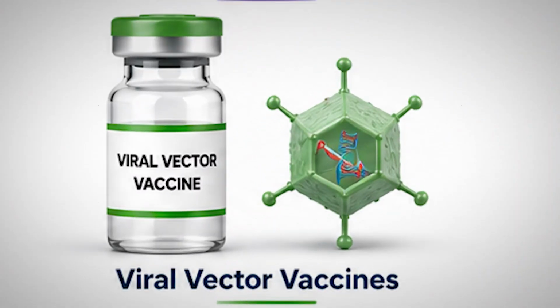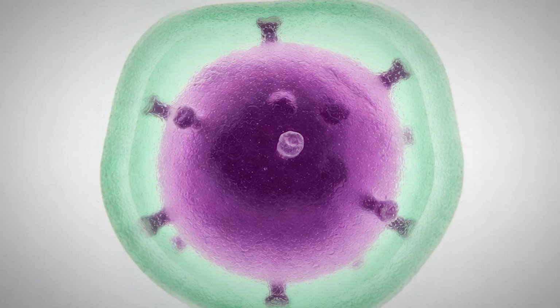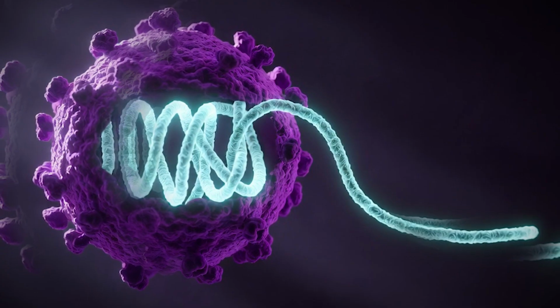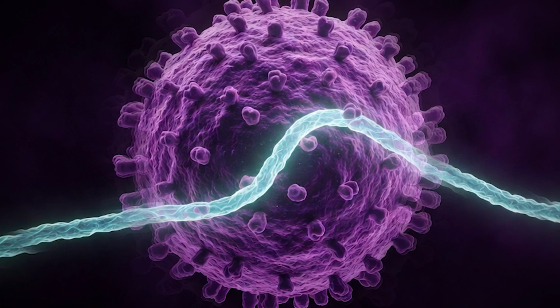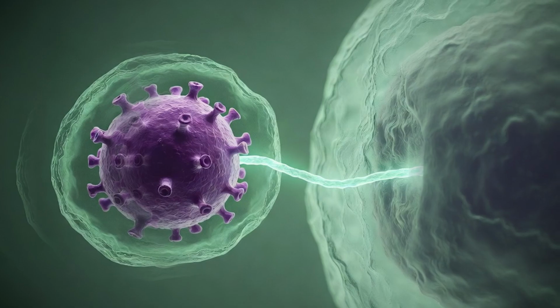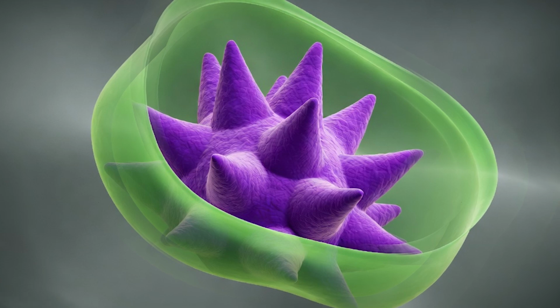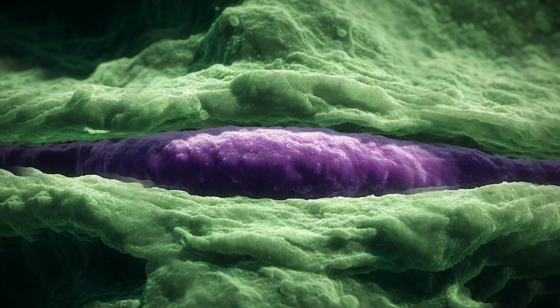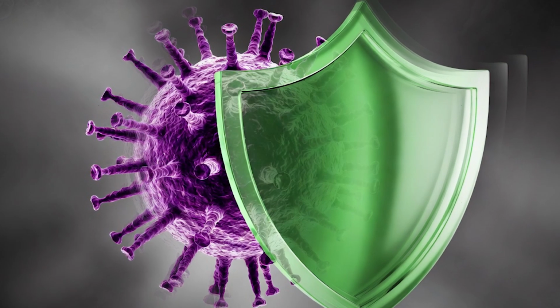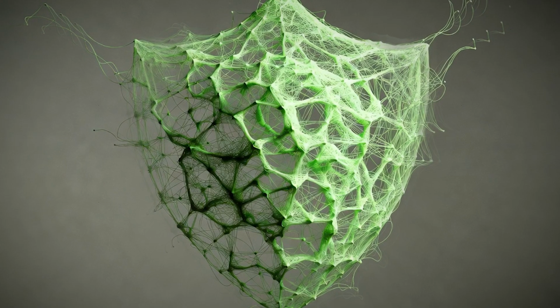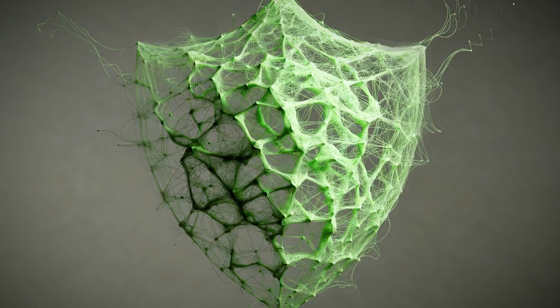Viral vector vaccines. These vaccines use a different, harmless virus as a delivery vehicle. This carrier virus is modified to transport instructions for making the target pathogen's protein into your cells. The Johnson & Johnson COVID-19 vaccine and some Ebola vaccines use this method. The vector cannot cause the original disease but trains your immune system effectively.